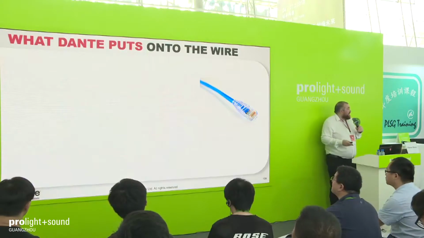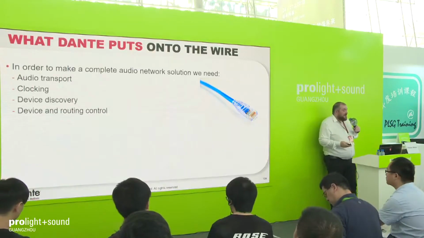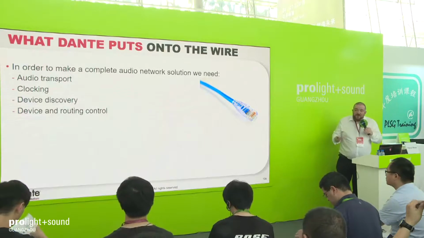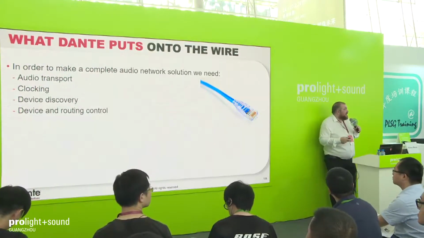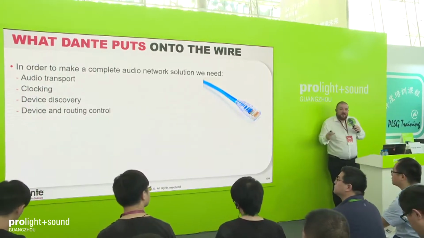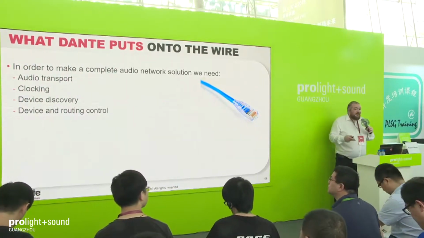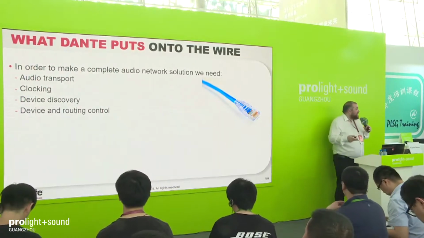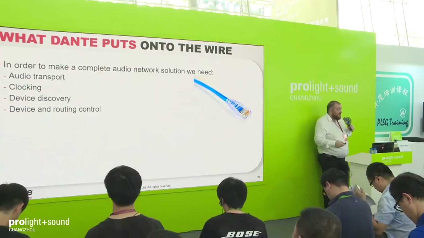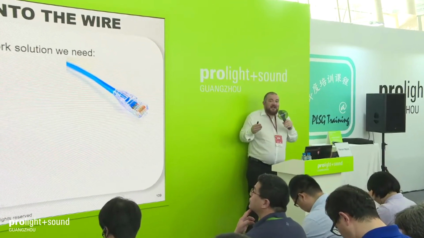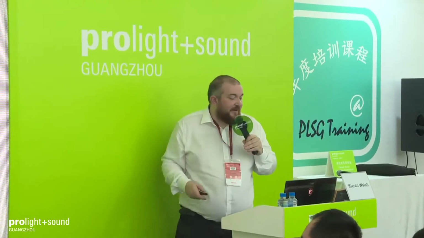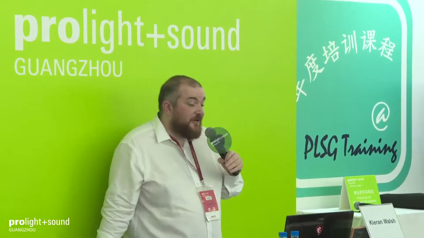So it's worth reminding ourselves what we put onto the wire with Dante. In order to make the audio solution complete, we need to put audio transport, so those are our audio samples that we put into those UDP ports. We have to put synchronization, in the form of Precision Time Protocol for our clocking. We need device discovery, so devices announce themselves to all of the other devices in the network to say, hi, here I am. And then we have commands that go across the network for routing and control.